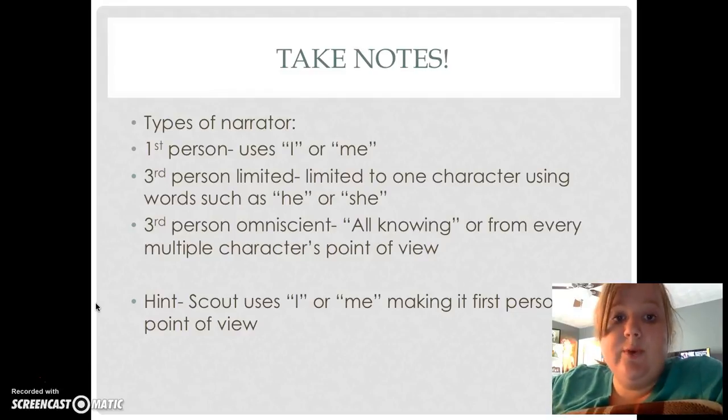Here's a hint for your reading. Scout uses I or me, making it first person point of view, which will be one of your questions at the end of the video. Take a few minutes to write down the notes. If you want to go ahead and pause on this slide to take the notes, that'll be fine.